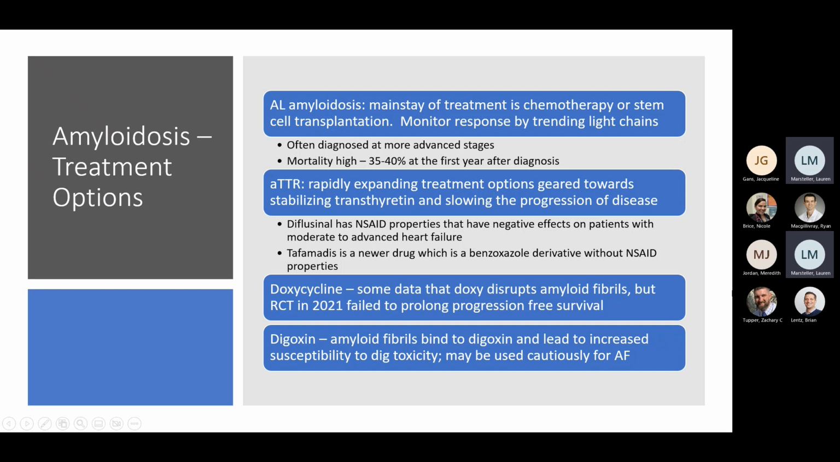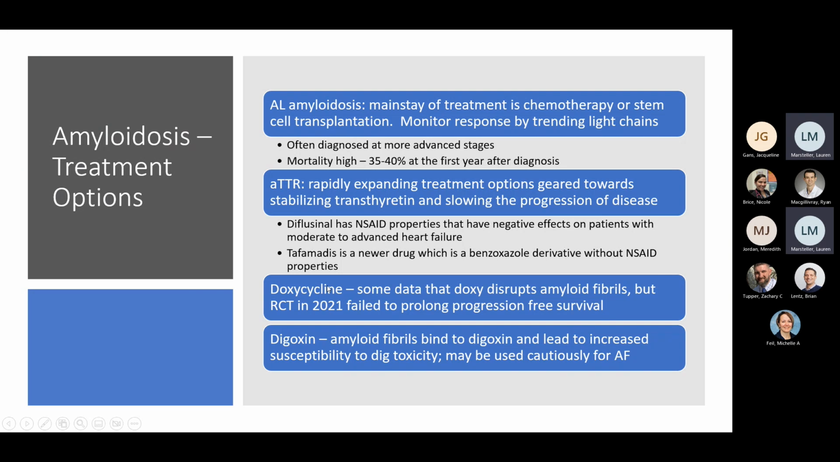Unfortunately, it's often diagnosed at a later stage, and it really has high mortality, 35 to 40% at the first year after diagnosis. On the other hand, our patients that have the TTR amyloid, as people are recognizing this more, I think it's being diagnosed a little bit more frequently, and there are treatment options that help stabilize the transthyretin and generally slow the progression of the disease.